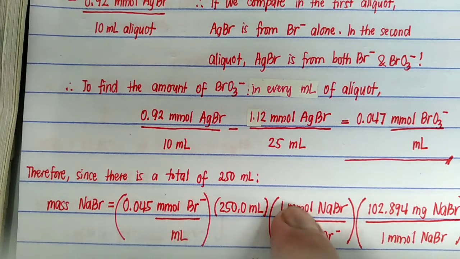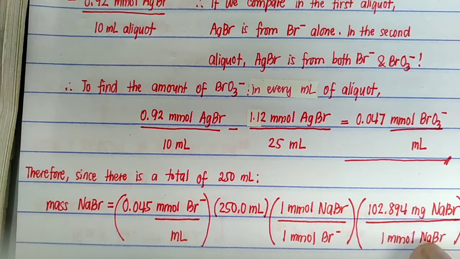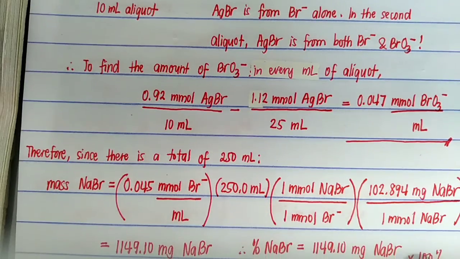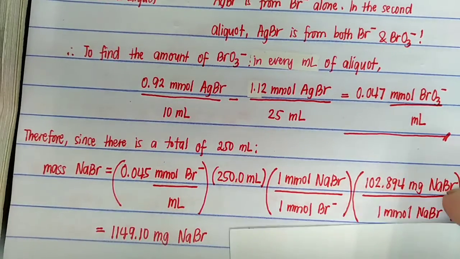And via your stoichiometric factor, just by looking at the chemical formula, 1 millimole of sodium bromide contains 1 millimole of bromide. This one in here is the molar mass of the sodium bromide. And so we're able to get this value right here.